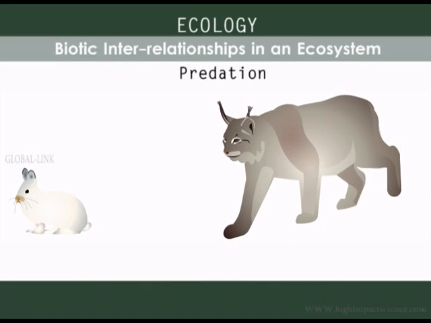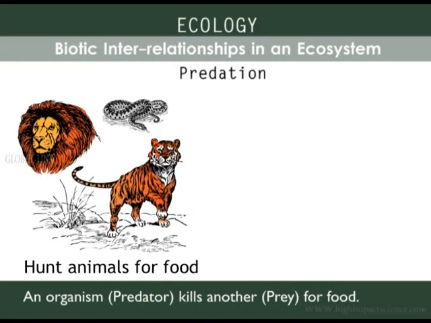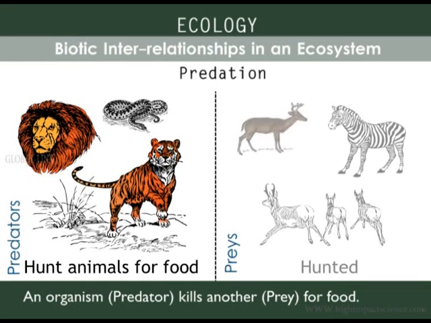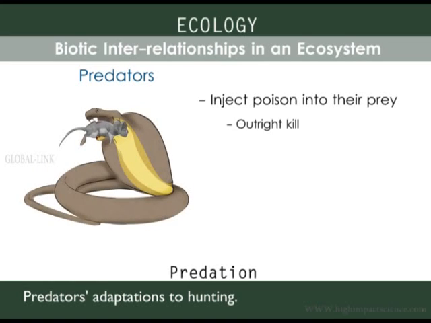Predation is a kind of interaction in which one organism kills another for food. The hunter animal is called the predator and the hunted is called the prey. Both have different adaptations. Predators such as cobras inject poison into the prey. They can kill them outright or paralyze them.